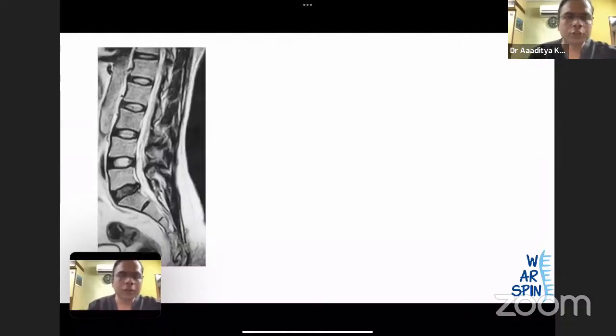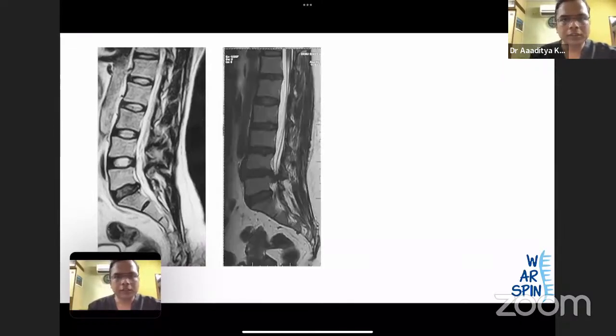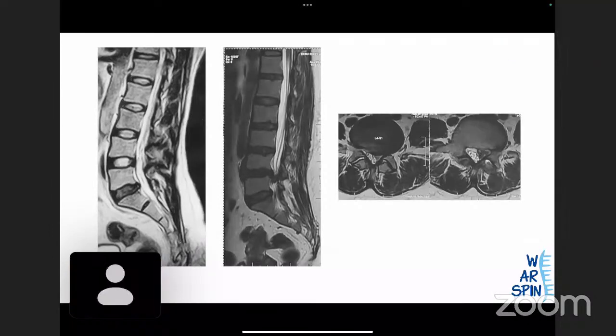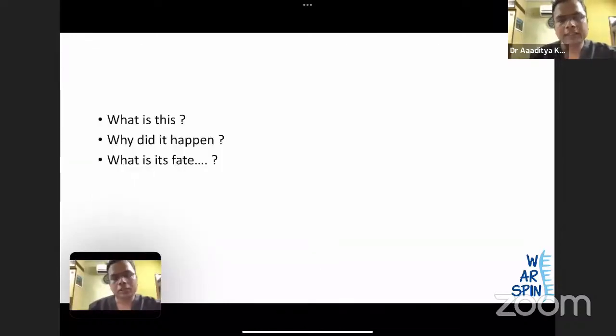Harshal, in our clinical scenario, we come across many patients who come to us with low back pain with this kind of MRI picture. Next. So we see these kind of black disc or prolapse disc with stenosis. Next. So they often ask us what is this and what will happen to that, or why this has happened, and what will be the fate or prognosis of this condition.